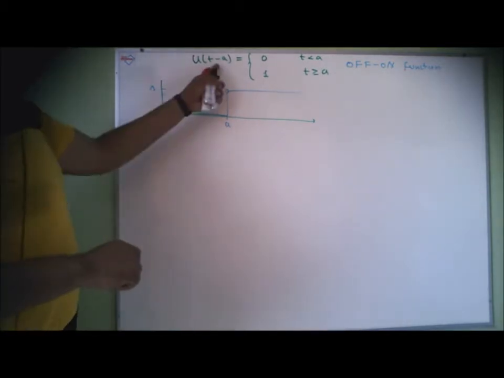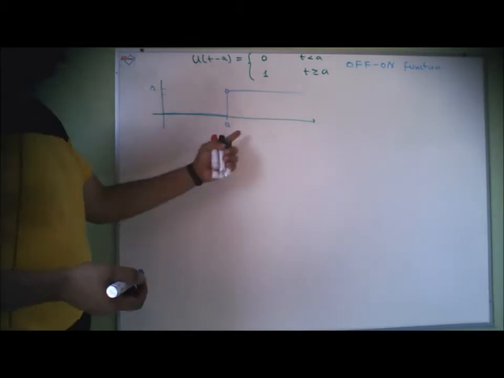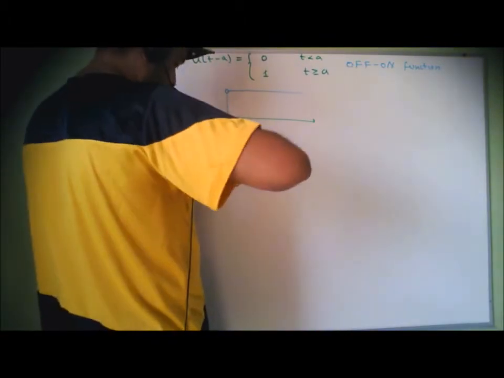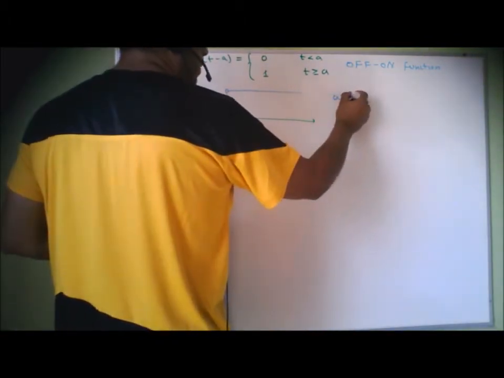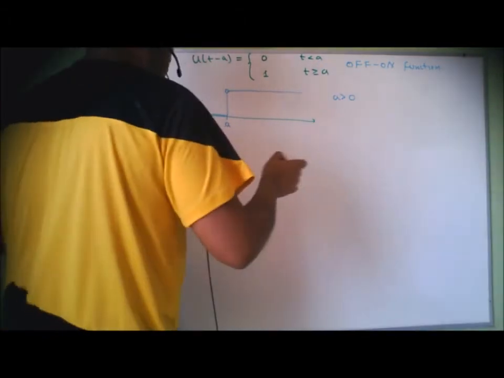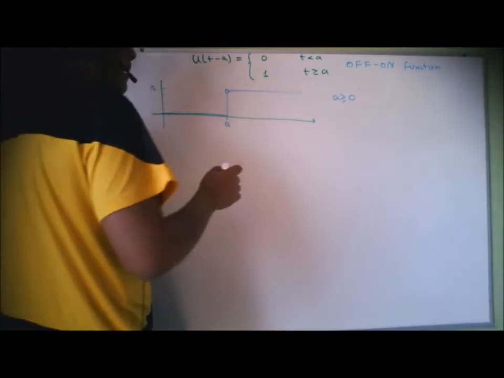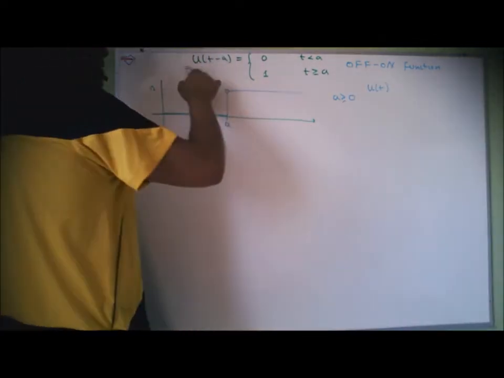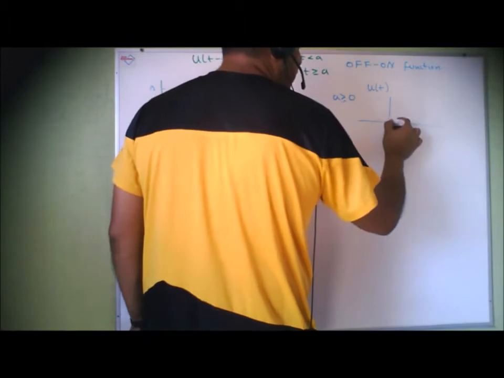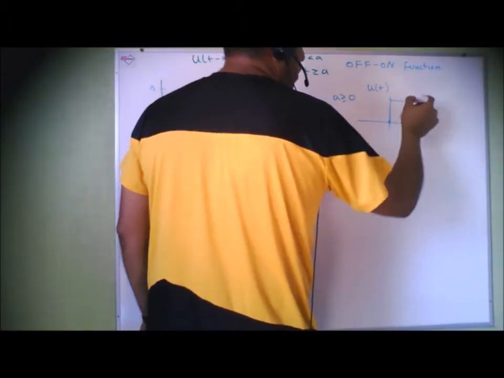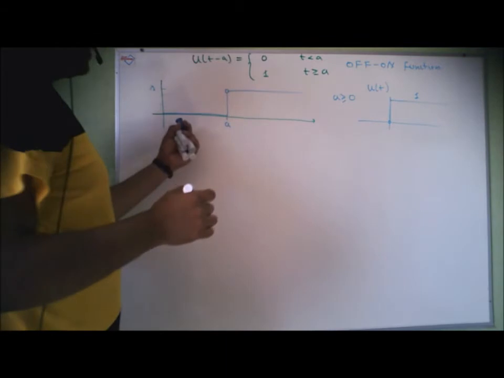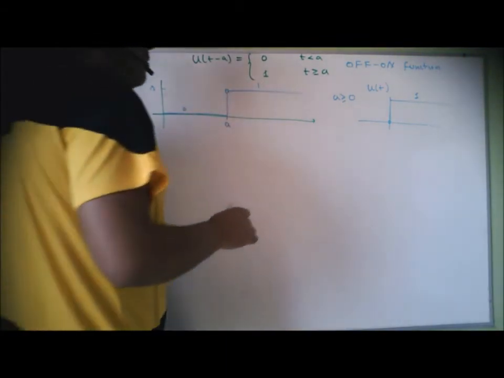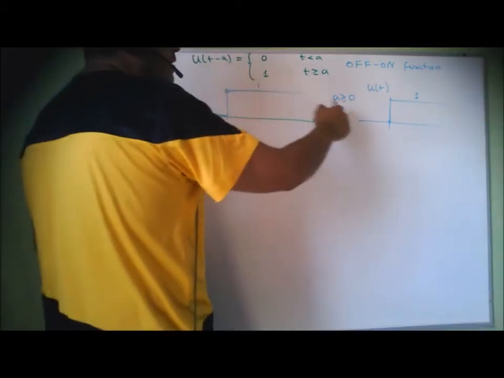Now the value of a could be 0 or could be positive, but cannot be negative. So here a has to be positive. The only other value it can take is 0. So when you have u of t, when a is equal to 0, we are talking about this function, 1. So there is no 0 part, because the value of a is equal to 0.